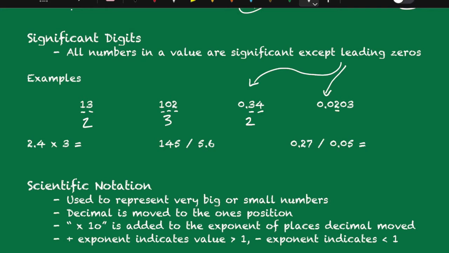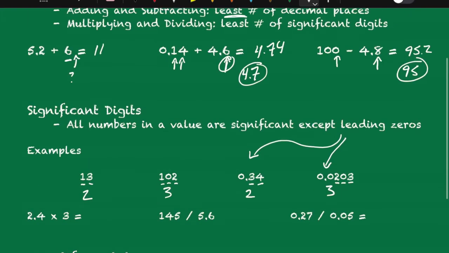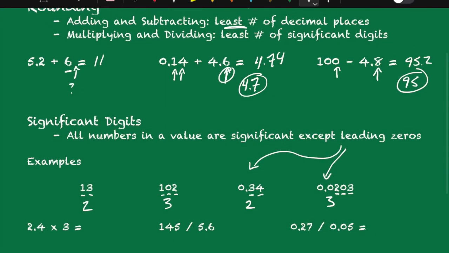The 2 counts, this 0 is in between two non-zero numbers, so it's not leading. And the 3 counts, we have 3 significant digits there. All right, so now we'll do some examples where we actually have the rounding to our least number of significant digits, like it said up here for our rule for multiplying and dividing. We have to go to the least number of significant digits.